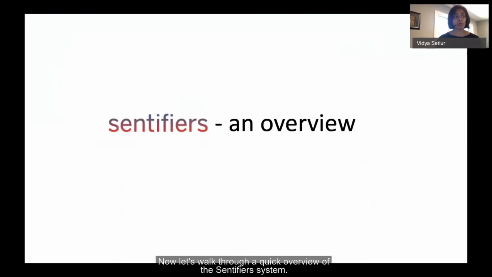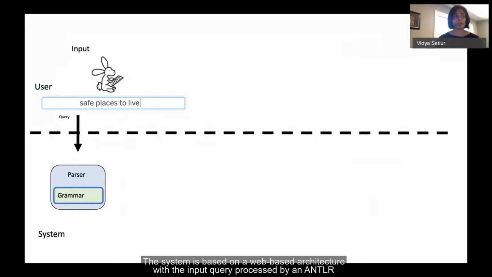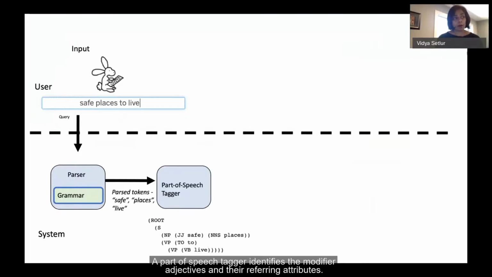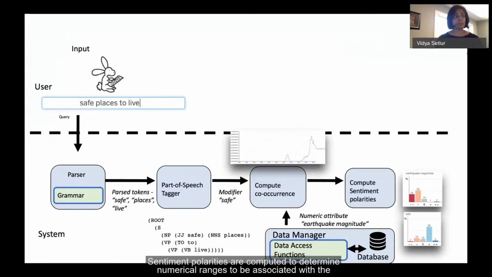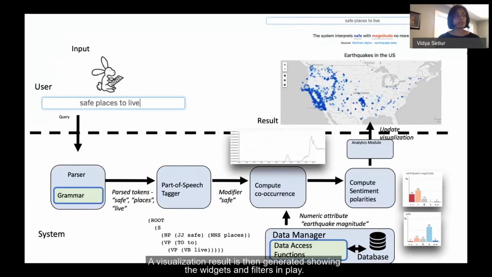Now let's walk through a quick overview of the Sentifiers system. The system is based on a web-based architecture with the input query processed by an ANTLR parser with a grammar. A part-of-speech tagger identifies the modifier adjectives and their referring attributes. Sentifiers then computes the semantic relatedness between the modifier and the numerical data attributes using a co-occurrence measure. A data manager executes queries to retrieve data. Sentiment polarities are computed to determine numerical ranges to be associated with the modifier. A visualization result is then generated showing the widgets and filters in play.